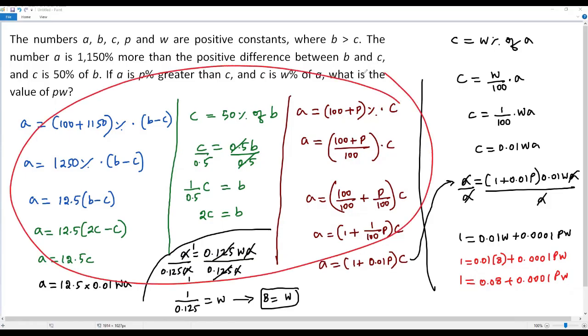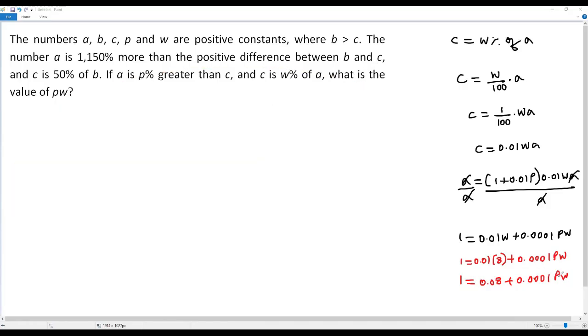Now let me erase this stuff and continue the problem. Let me take this equation as it is, that is 1 equals 0.08 plus 0.0001 PW. As I said earlier, we have to solve for P times W. For that, we have to isolate this term. First let me get rid of the 0.08 by subtracting 0.08 from both sides of the equation. The positive and negative values will cancel out. When I simplify 1 minus 0.08, I'm getting 0.92.